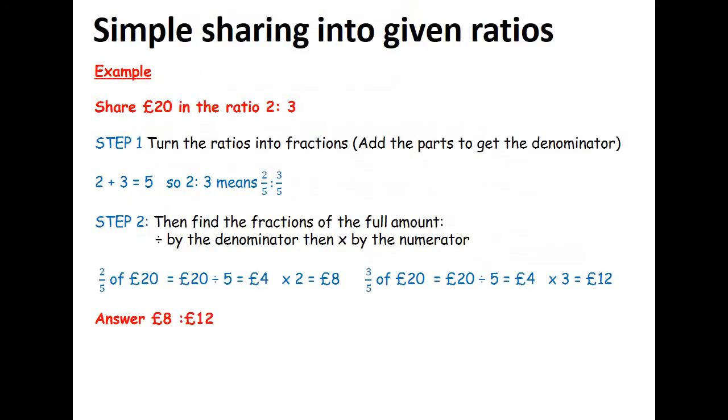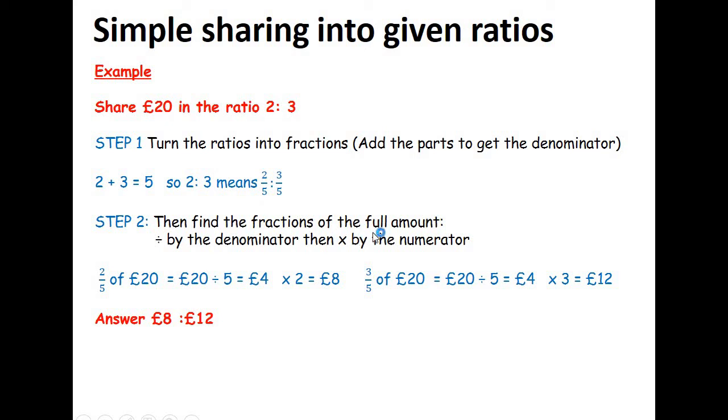Okay? So when you're sharing in a given ratio, and these questions you'll have definitely seen before. So an example is if we were going to share £20 in the ratio 2 to 3. So the first step is to turn the ratios into the fractions. So add the parts together to get the denominator. So if you're sharing 2 to 3, that means one person is getting 2/5 and the other person is getting 3/5. There's 5 parts altogether, 2 parts going to one person, 3 parts going to the other person.